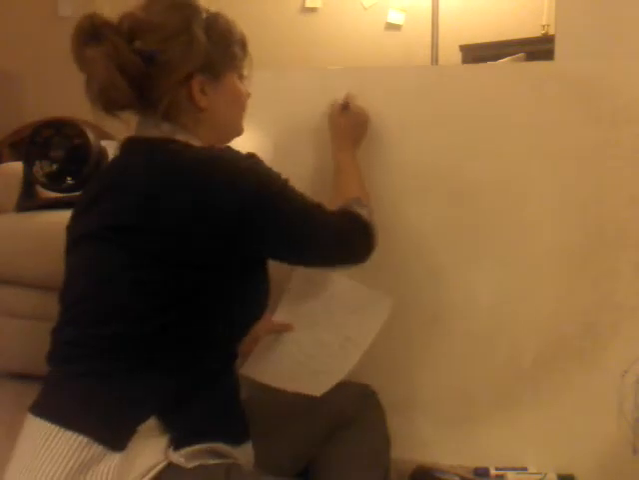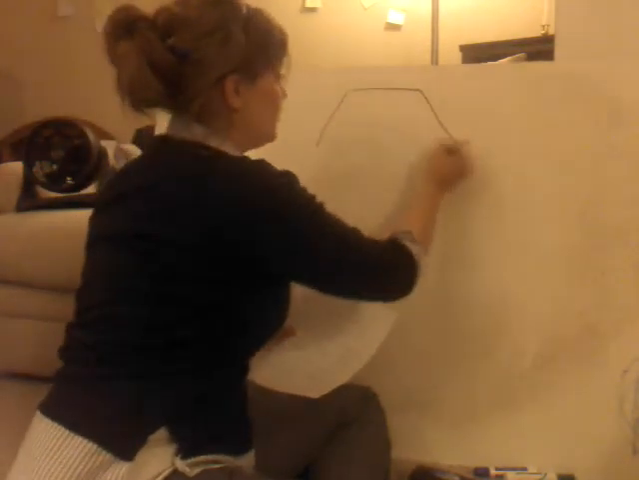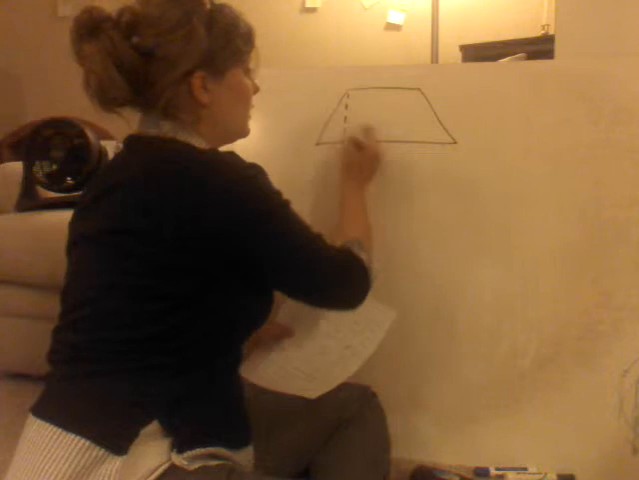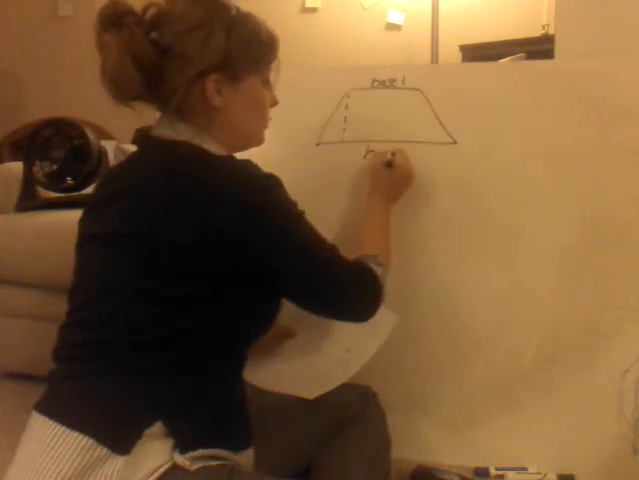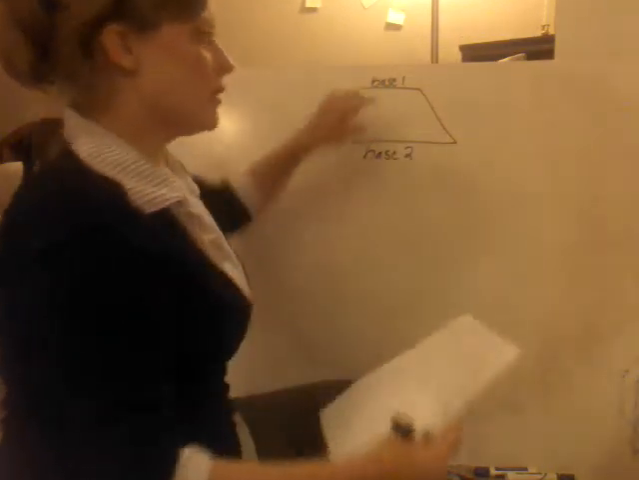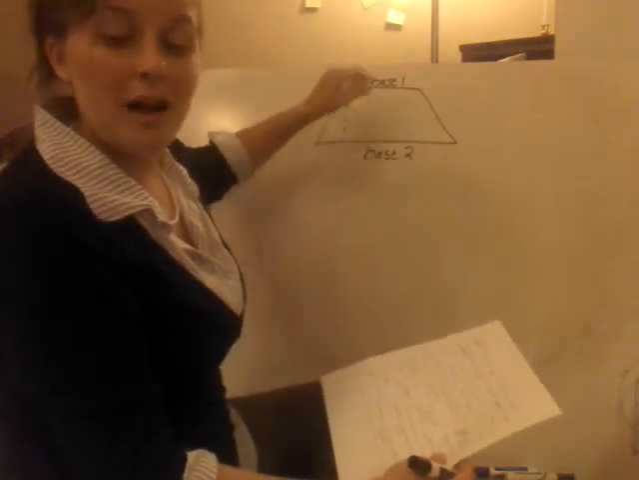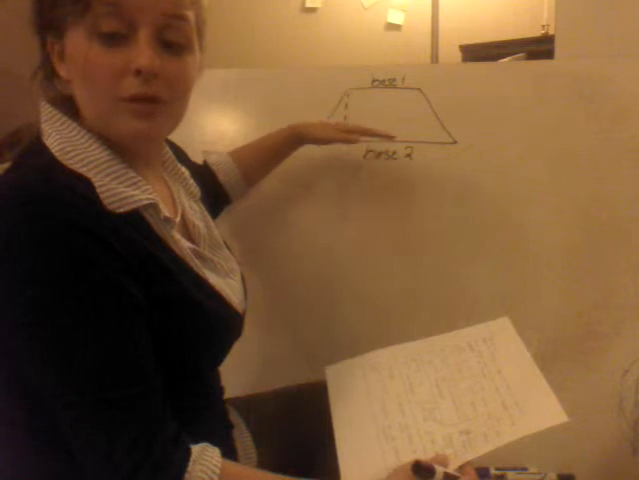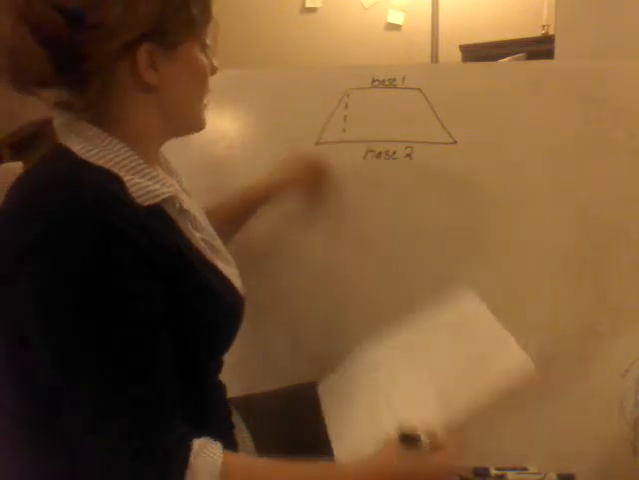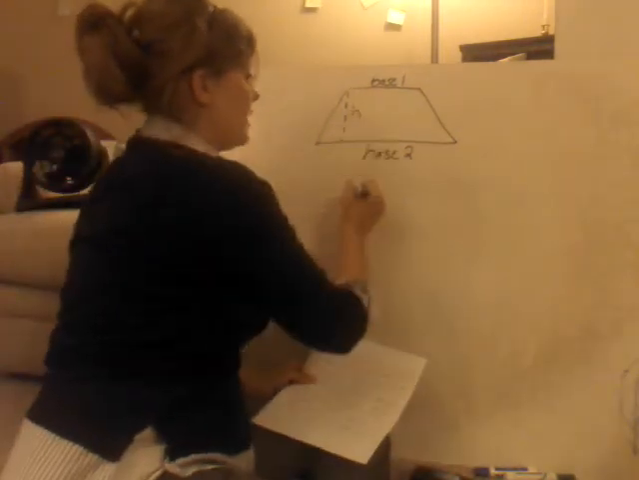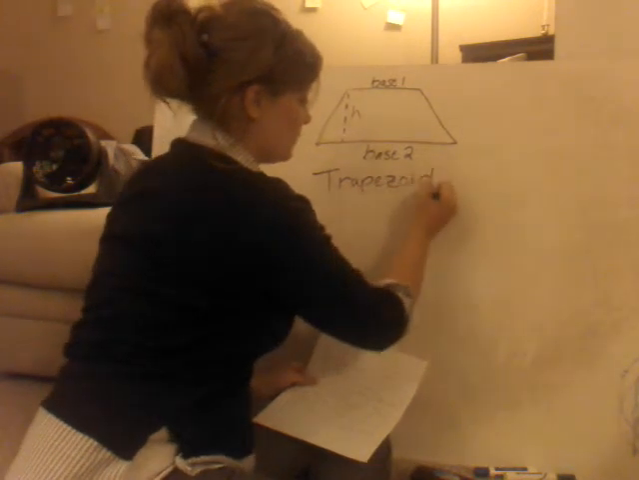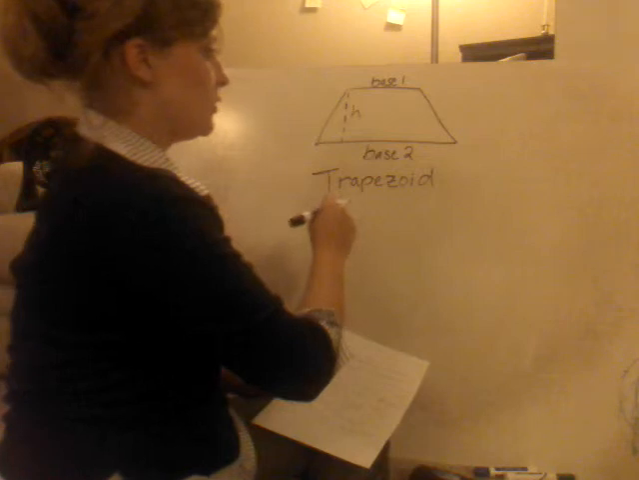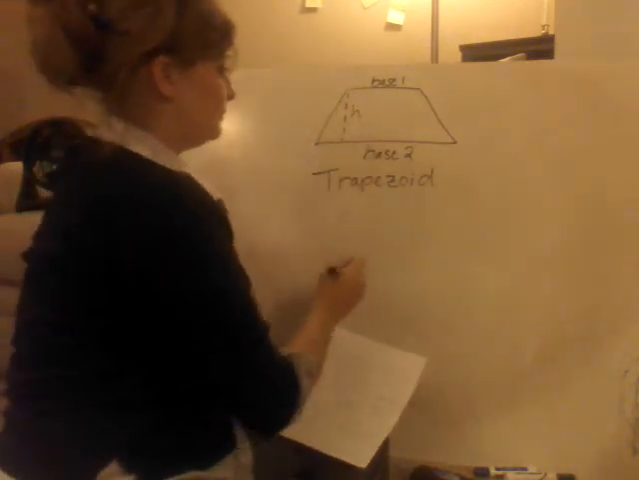Okay. Alright, next up is a trapezoid. Remember, a trapezoid has base 1 and base 2. It doesn't matter which one is which at all. I always just like to label my top one 1 and my bottom one 2. It makes it easier for me. And then this is our height. And again, this is a trapezoid. Okay? So this is a trapezoid, bottom and top.